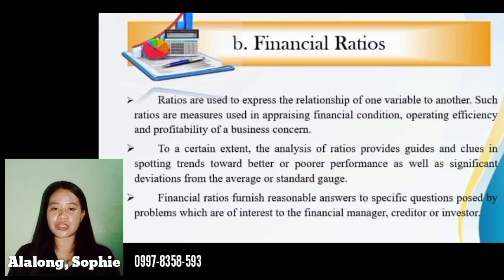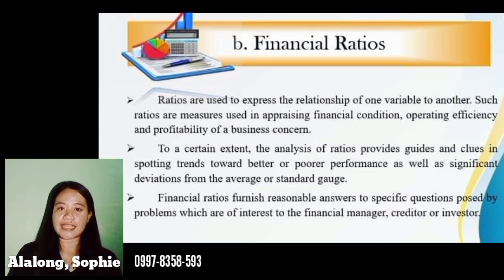Second, financial ratios. Ratios are used to express the relationship of one variable to another. Such ratios are measures used in appraising financial condition, operating efficiency, and profitability of a business concern. To a certain extent, the analysis of ratios provides guides and clues in spotting trends toward better or poorer performance as well as significant deviations from the average or standard gauge.